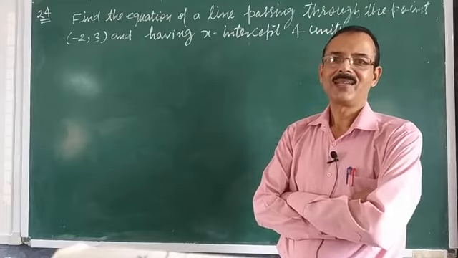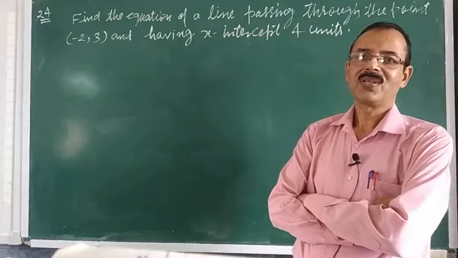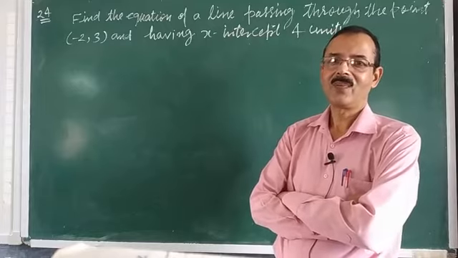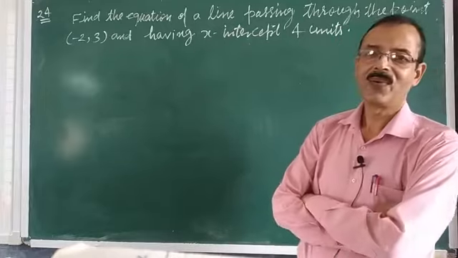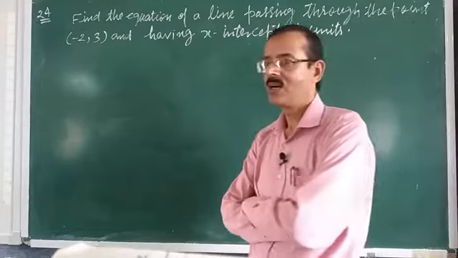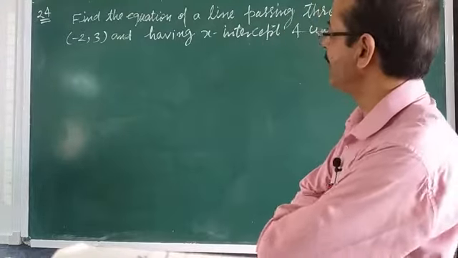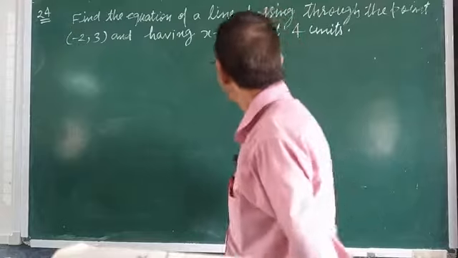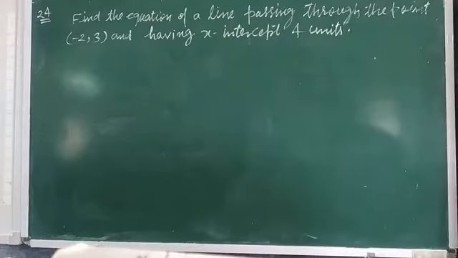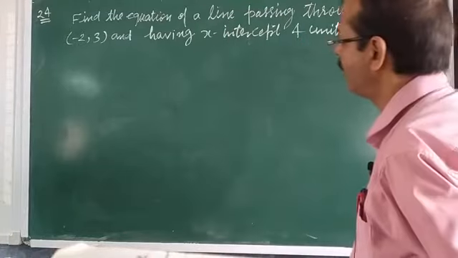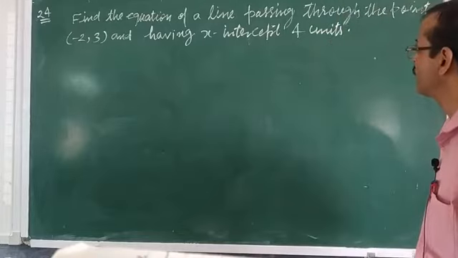Exercise 12.1 is going on. So I selected one question from exercise 12.1 of ML Agrawal. Question number 24. Let's see question number 24. How do we have to do that? Find the equation of a line passing through the point (-2, 3) and having x-intercept 4 units.